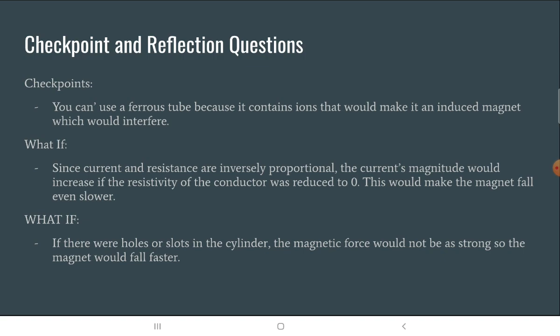And then if there were holes or slots in the cylinder, the magnetic force would not be as strong, so the magnet would fall faster. And that's because if you go back to Faraday's law, you know that the force is influenced by the number of loops. So by reducing the number of loops, the force wouldn't be as strong, and so the magnet would fall faster.